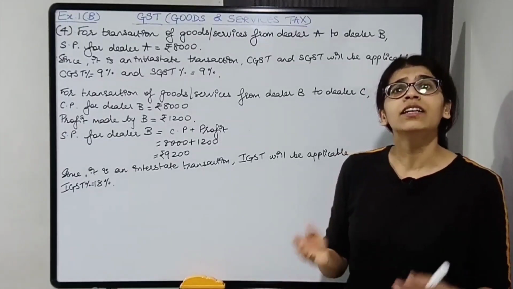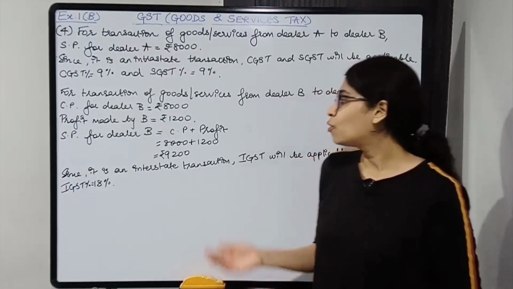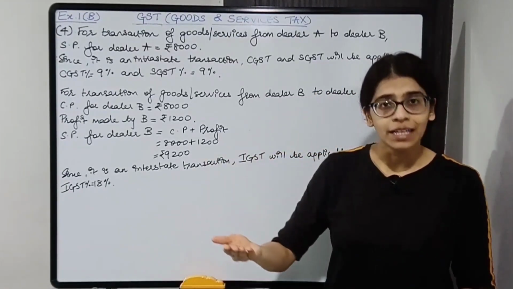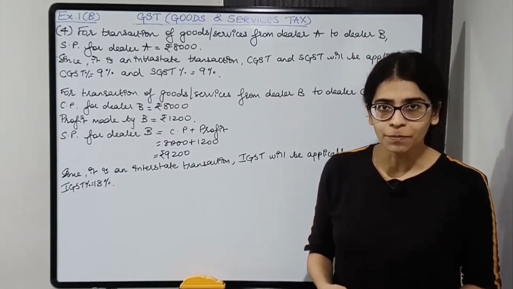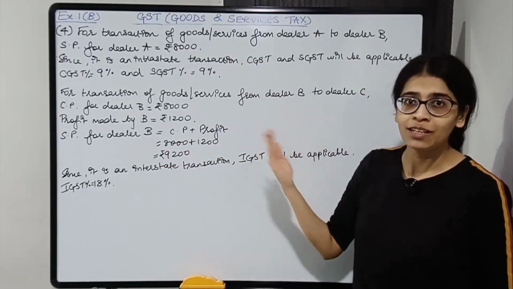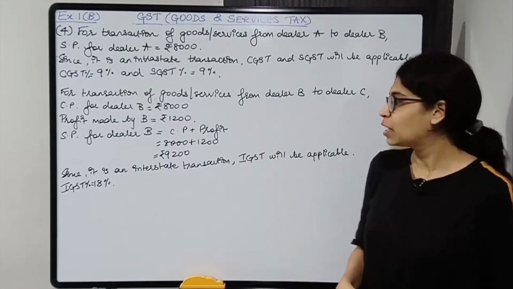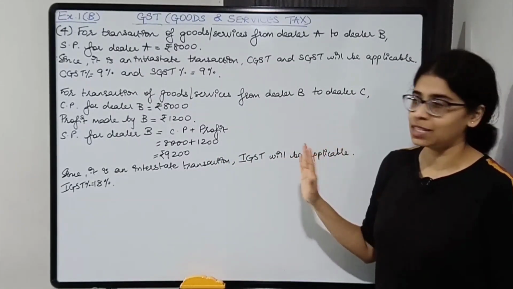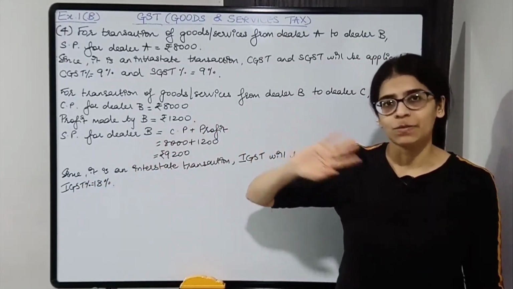We need to find the input tax and output tax for dealer C. Okay. So for input tax, what do we need to know? How much tax is paid by dealer C, and for output tax, how much tax will the dealer C get? Okay. Now, firstly, which type of transaction is this from dealer B to dealer C? It is interstate. Okay, UP से बिहार में transaction हो रहा है. So it is an interstate transaction. And which type of GST will be applicable? IGST. This we are concerned about because यहाँ पे dealer C को tax pay करना है.